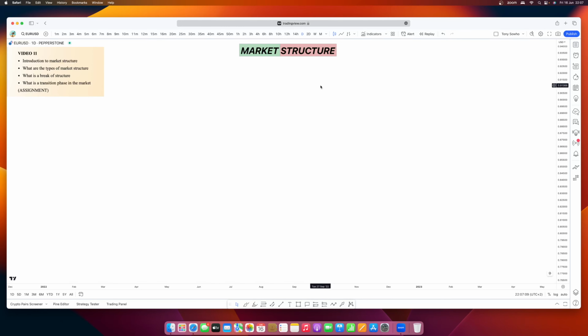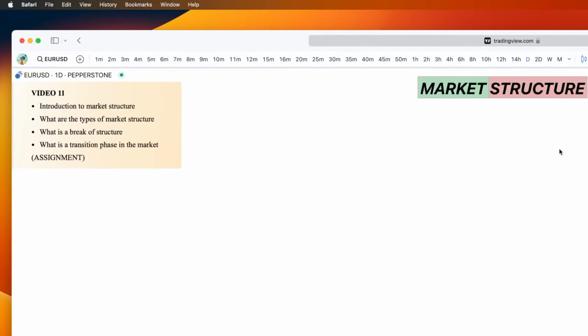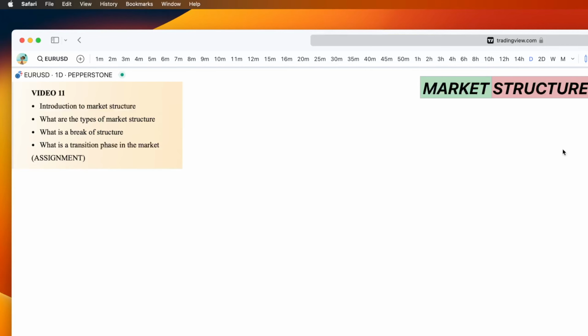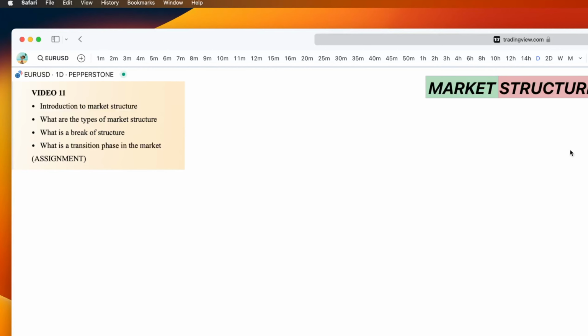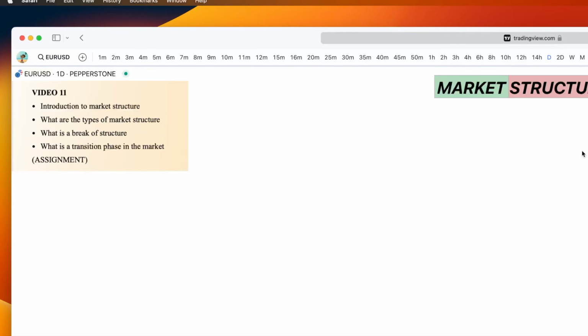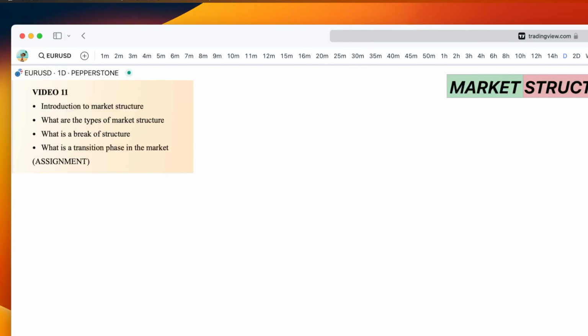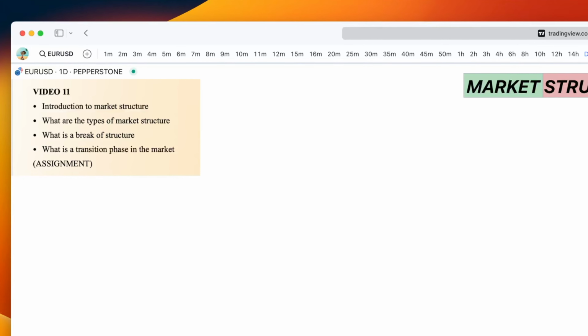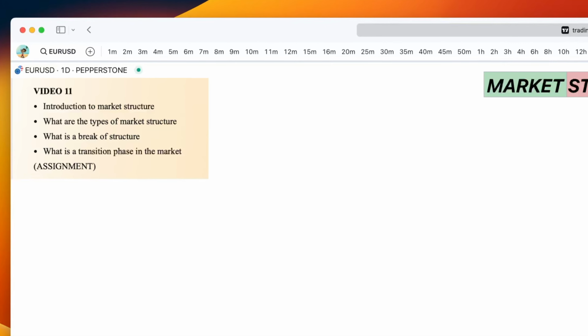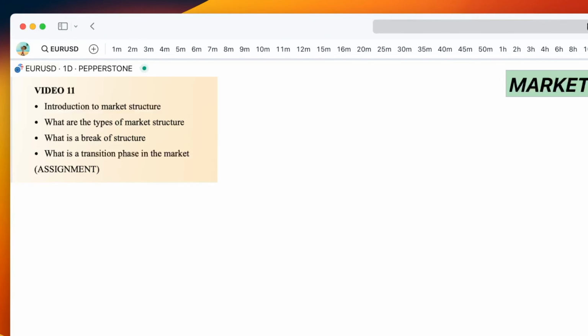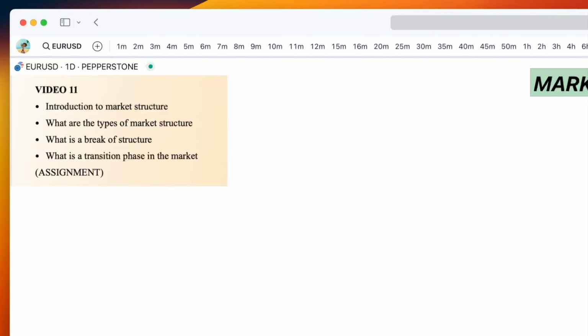So to the upper left of my screen, today we are going to be looking at market structure. What are the types of market structure? What is a breaker structure? And what is a transition phase in the market? This is video 11, and we are going to be looking at introduction to market structure.